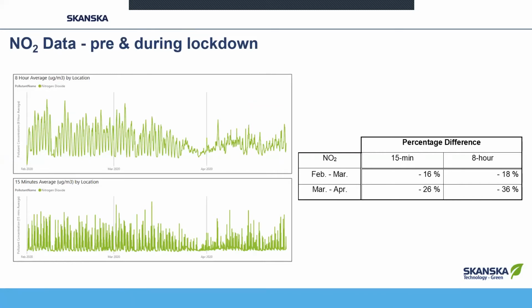And you're seeing now NO2 levels within the station, how they have changed from February to March, which is pre, sort of pre the start of lockdown, and then March to April, which is as the lockdown got more severe. And you see a significant decrease in our average levels, also in the peaks and troughs, but the average levels have gone down on our 15-minute averages by 16% February to March, and 26% March to April, and 18% and 36% respectively for 8 hours.